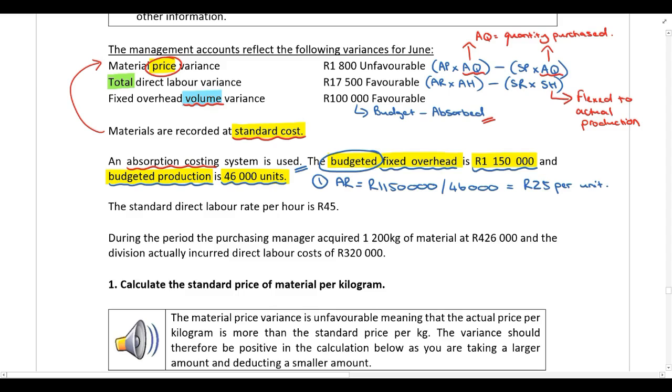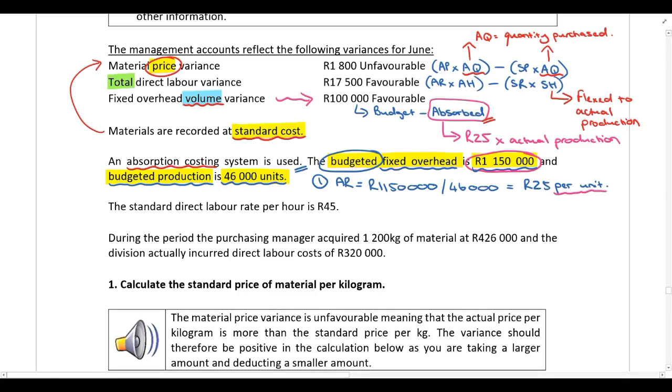So that's always step 1. We calculate the allocation rate, and it must always be an allocation rate per unit. Then in step 2, we calculate the absorbed overhead. So how do we calculate the absorbed overhead? We take the allocation rate that we calculated in step 1 and we multiply by actual production. Then the difference between this budgeted cost and the absorbed cost is going to give us the volume variance.